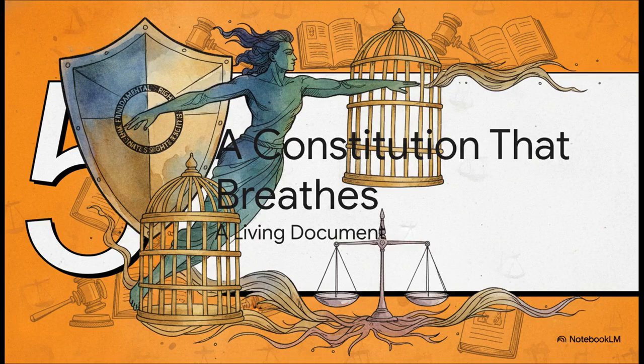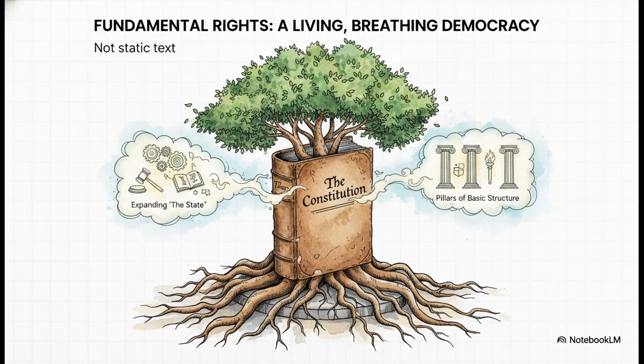So when you put all these different pieces together, you have the shield, you have the enforcer, you have the ultimate safeguard, and you have this balancing act. What you see is a constitutional framework that isn't just frozen in time. I mean, just think about it. The meaning of these rights has evolved over time. The definition of the state got bigger to keep up with how a modern government works. The basic structure doctrine was literally invented by judges to protect the very soul of the Constitution.